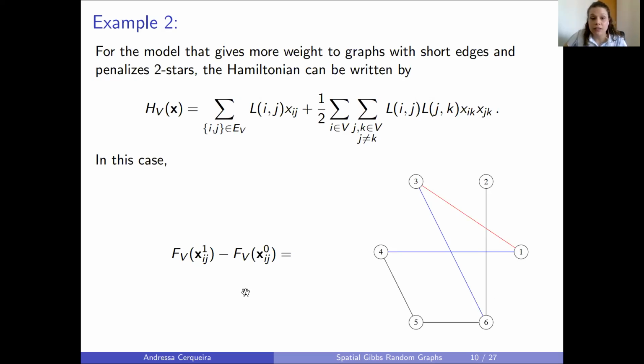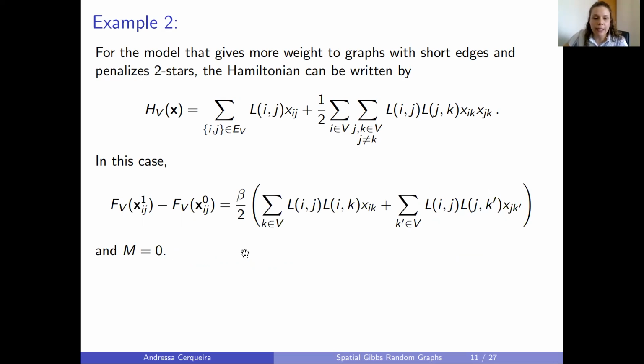So basically, this difference here will only depend on edges that are connected to 3 and edges that are connected to 1. So this is just a picture to explain, but we can write this. Here, this difference will only depend on vertices that are connected to I, and will only depend on vertices that are connected to J. So the first assumption holds. And the lower bound for this difference here is just when I have the empty graph. So when I have the empty graph, I don't have stars, and then m is equal to 0. So we also have the lower bound.